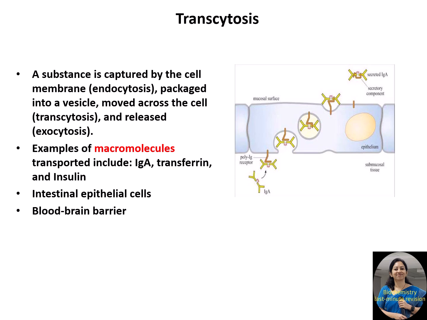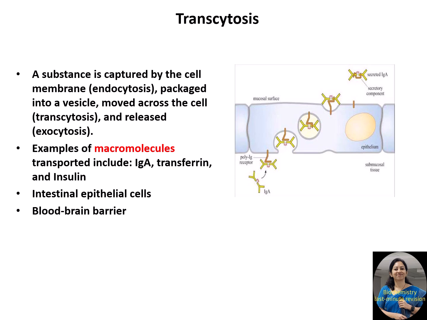Coming to the last part, transcytosis. Now, transcytosis is mainly involved in transportation of macromolecules like immunoglobulin A, transferrin, and insulin. The mechanism behind transcytosis is that first, the macromolecule is taken into the cell interior by endocytosis, then it is packed into a vesicle, and then it is released from the cell by the exocytosis mechanism.